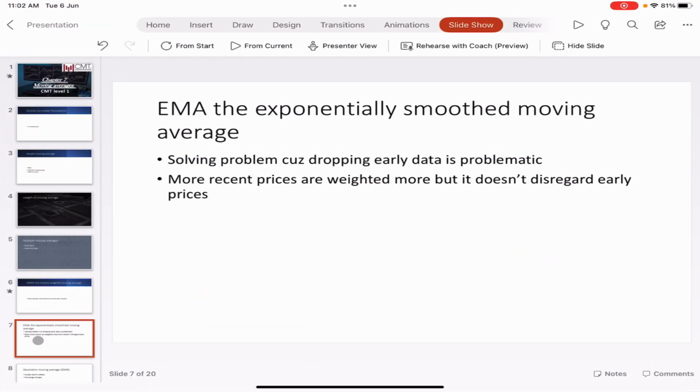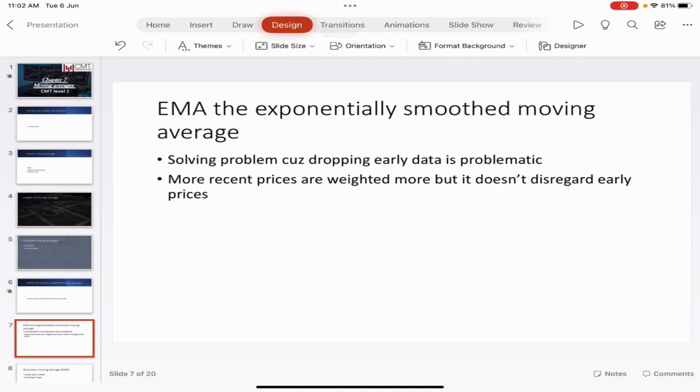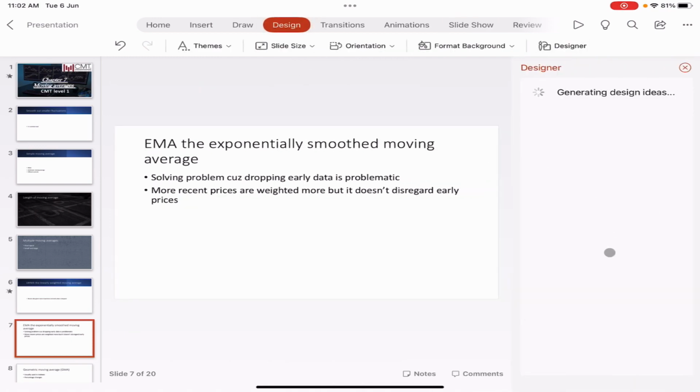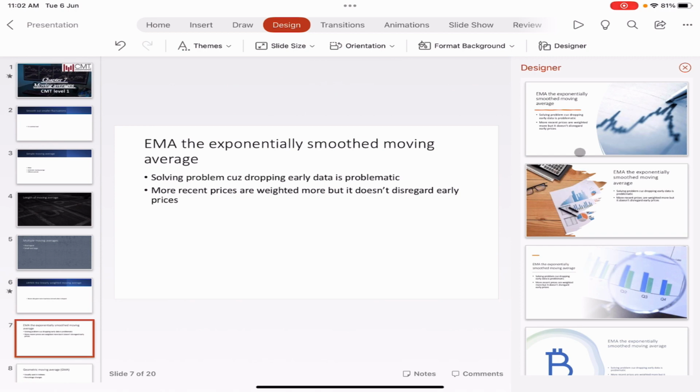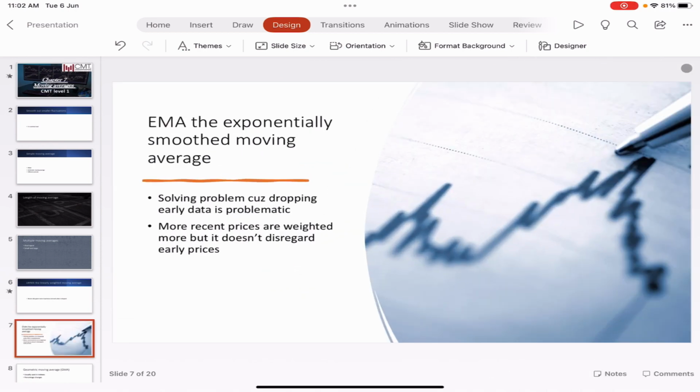Okay, now we come to EMA. EMA is something which most of the traders use, but I would suggest that you start with a simple moving average, and then you can go to an exponential moving average. If you look at the EMA, the exponentially smoothed moving average, what do you understand by the word exponentially, and how is this better than the linearly weighted moving average? If you recall the drawback we had in the linearly weighted moving average, it used to completely drop the early prices.